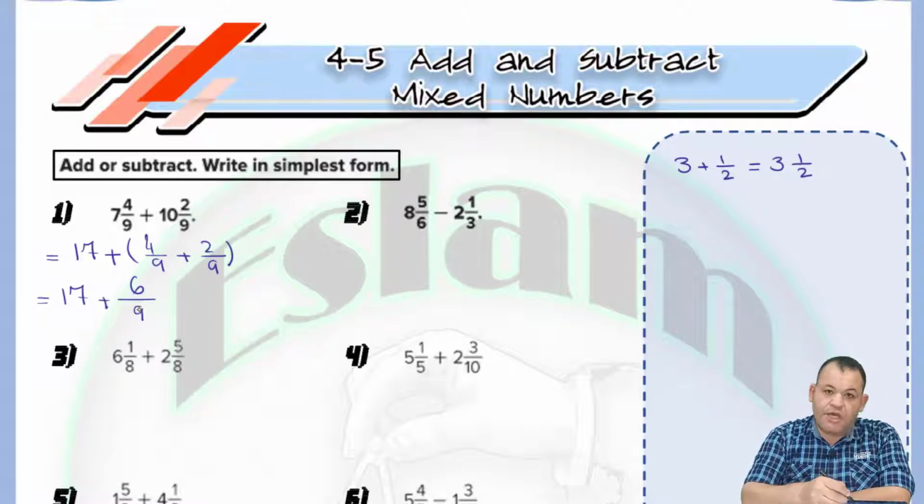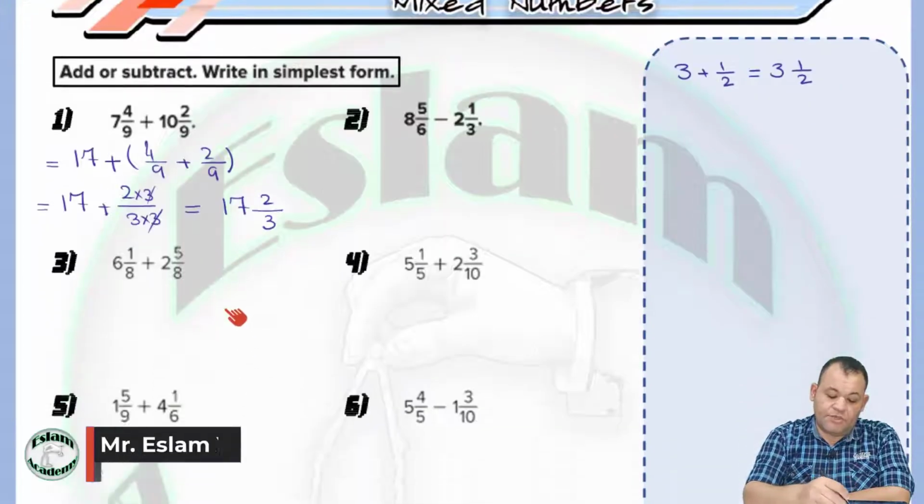Now 6 over 9 is not the simplest form, because we can write 6 as 2 times 3, and 9 will be equals 3 multiplied by 3. We can cancel out 3 and 3, so it will be equals 17 plus 2 over 3. Because we have here 17 plus 2 over 3, the answer in the simplest form will be 17 and 2 over 3.